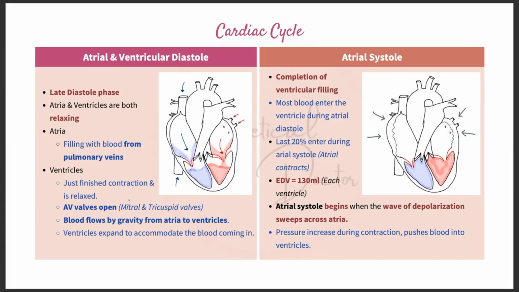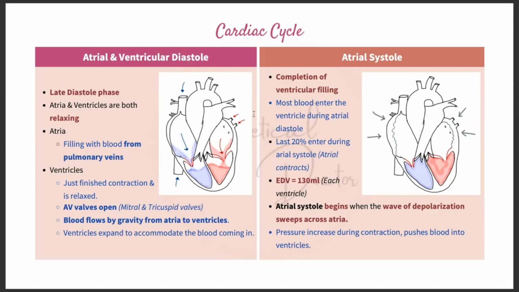It's important for you to know the structure of the heart, and if you still find it confusing, do check out my previous video where I've elaborated on the structure of the heart. The AV valves are open, and the AV valves refer to the mitral and the tricuspid valve. So this is the tricuspid valve, this is the mitral valve. Blood then flows following gravity. Okay, there is no contraction here. Remember, it's in relaxation phase. So blood just flows according to gravity from the atria to the ventricles, as you can see in this diagram. And the ventricles, as they begin to fill with blood, expand to accommodate the blood coming in. So that's for the atrial and ventricular diastole phase, otherwise known as the late diastole phase.